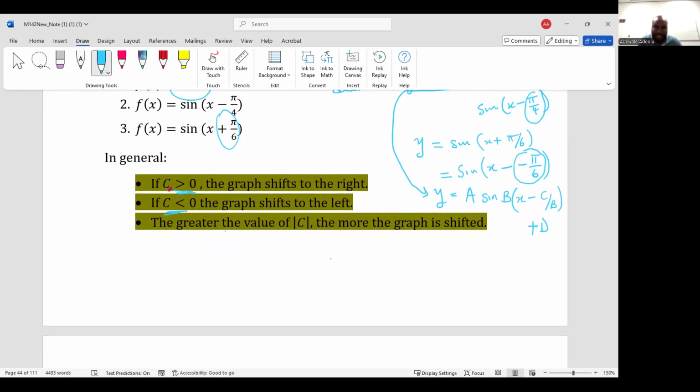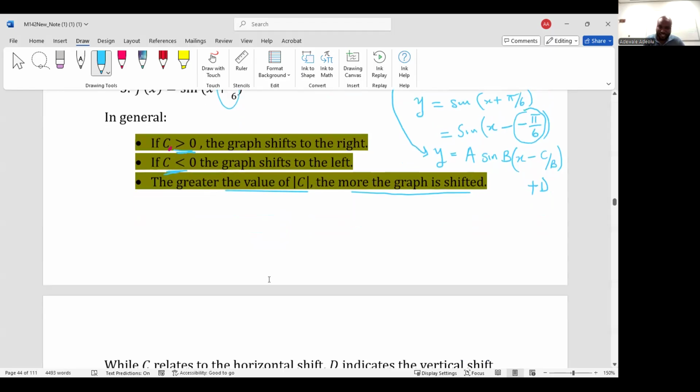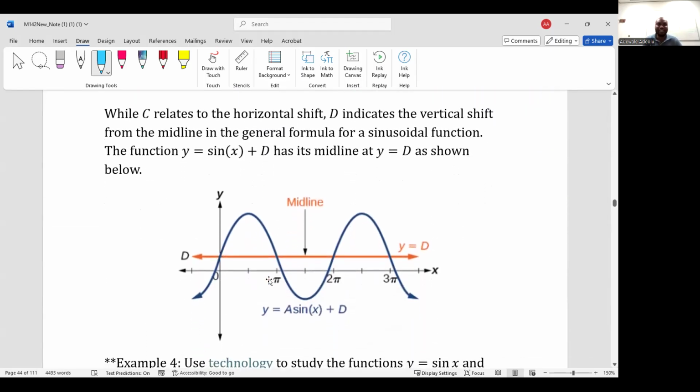The greater the value of C, the more the graph is shifted. Yes, we have seen a situation where if our C is pi, then it is shifting to the right, then it will be farther from that 0 where it's supposed to start. Now, why does C relate to the horizontal shift? We have studied that. It relates to horizontal shift to the right or to the left.